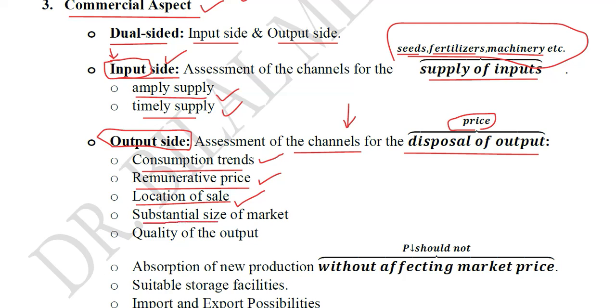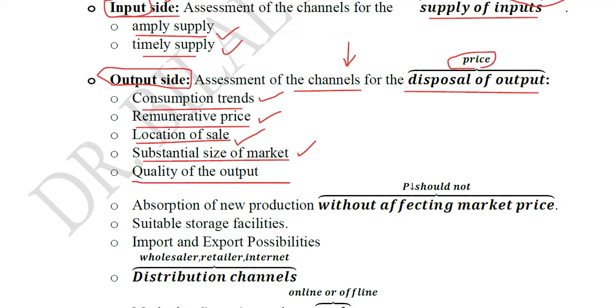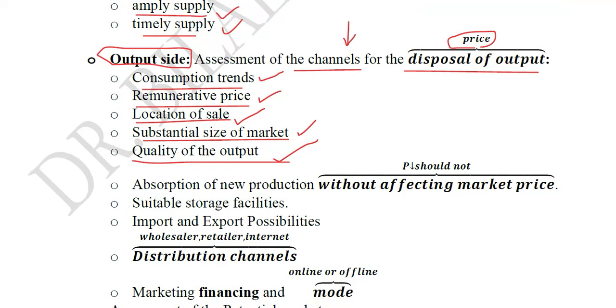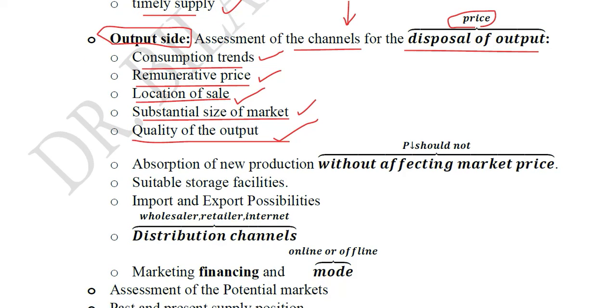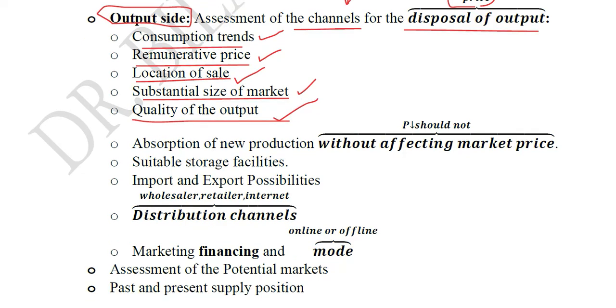The substantial size of the market should exist, because if the market is substantial, then we can get substantial revenues, and hence we can justify the investment. The quality of output is also a crucial thing, because in this globalized world we want to sell our outputs with some minimum threshold of quality, and otherwise definitely it's difficult to survive in the globalized market.